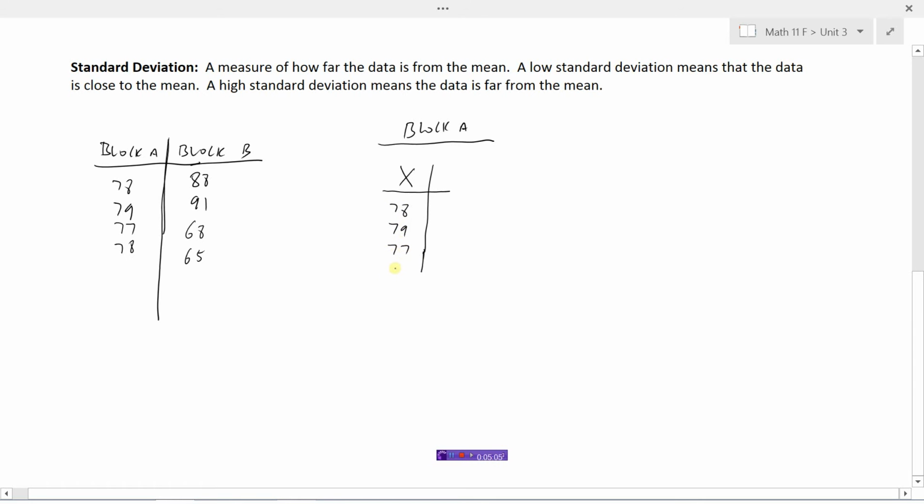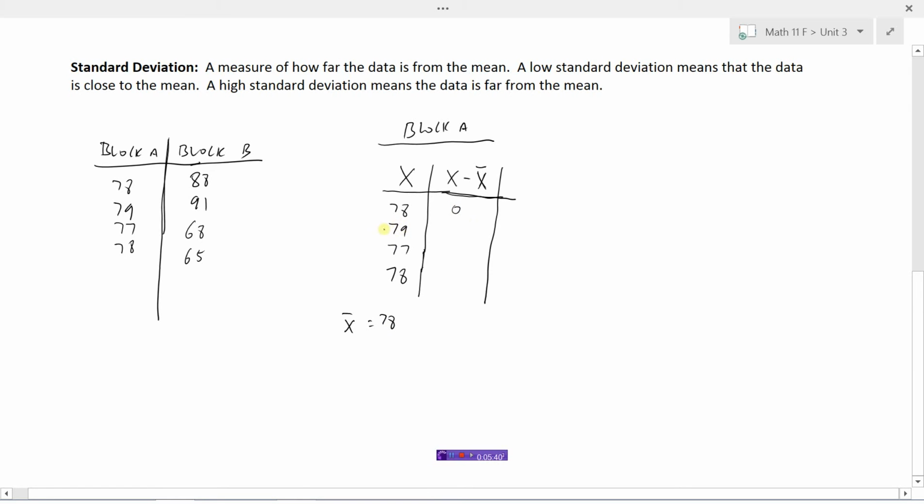One of the other things that we're going to need to know next is what is the data point minus the mean. So remember, x bar is the mean. So really this column is going to tell us how far away is every point from the mean. So remember, the mean here was 78. So on this one, if we take this point and subtract it from the mean, so 78 minus 78, that's going to be 0.